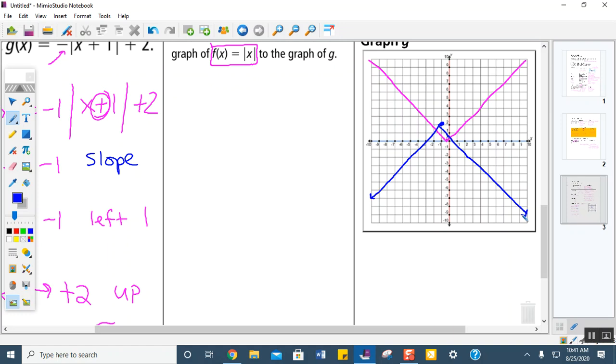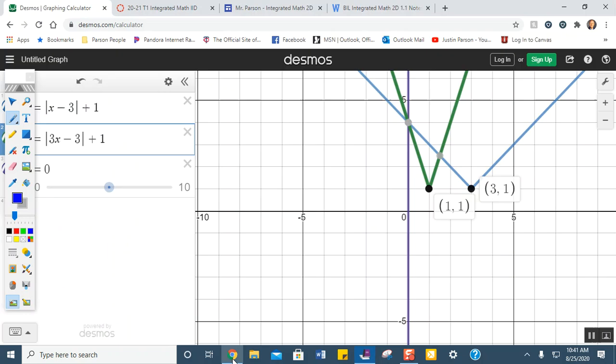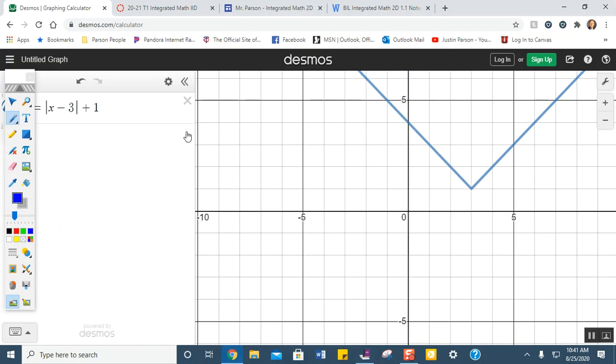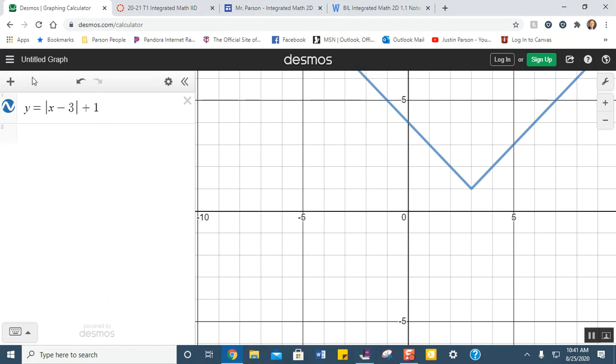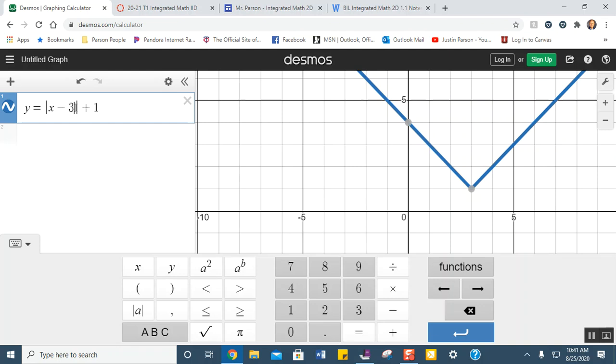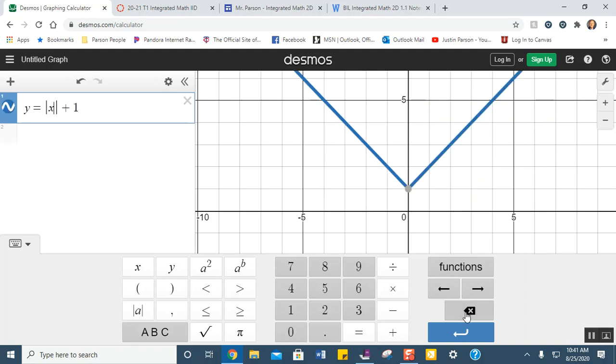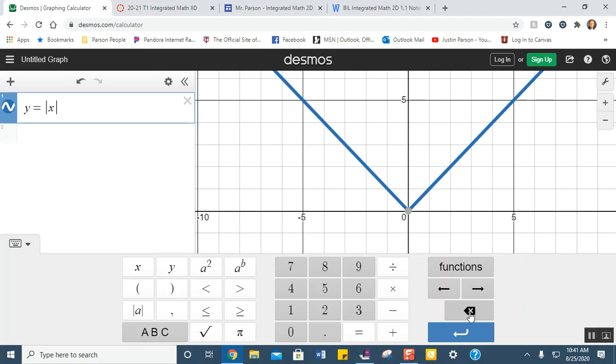Let's see if we're right. So here's our parent function again. Parent function, absolute value of x. There it is. We had that graphed correct. Parent function is pretty easy. Start 0, 0, slope 1, going above.